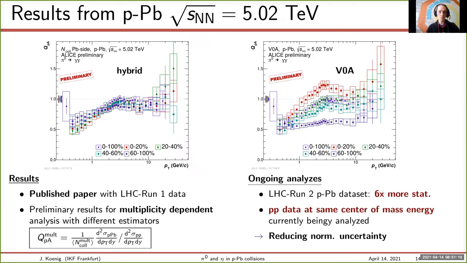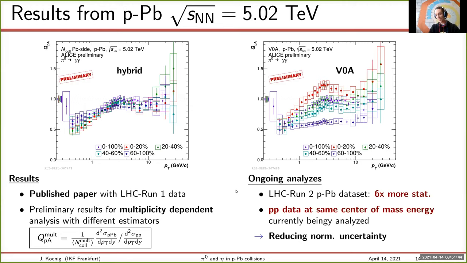Okay, let's briefly flash some results from PLED at 5 TeV. As I already mentioned, there we have a published paper with the LHC Run 1 data, and we also have some preliminary results on the multiplicity-dependent analysis with different estimators, shown here for the hybrid estimator and for the V0M estimator, where you can see that they differ. This means that the multiplicity estimation in PLED is a bit more tricky than in LED-LED.